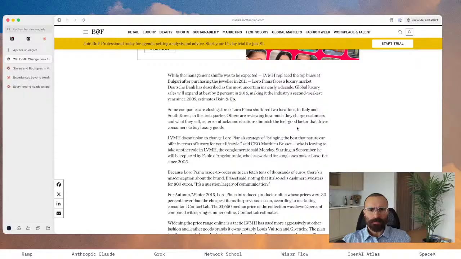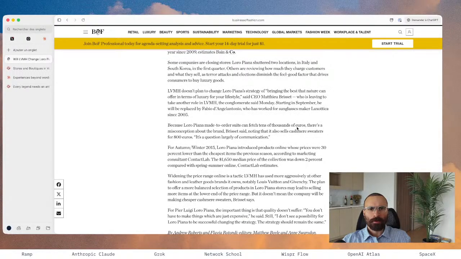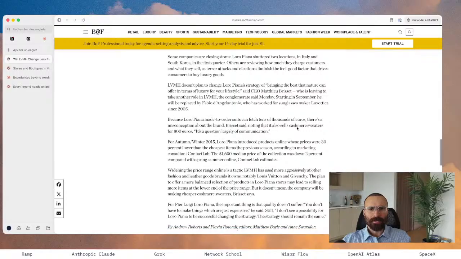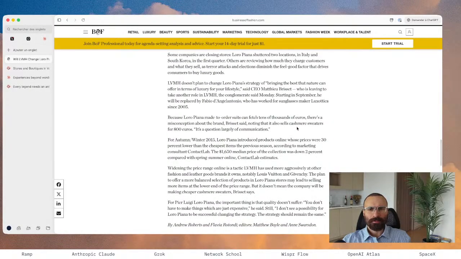Global luxury sales will expand at best by 2% in 2016, making the industry's second weakest year. Loro Piana shuttered 2 locations in Italy and South Korea in the first quarter. How they charge customers and what they sell as terror attacks and elections diminish the feel-good factor that drives consumers to buy luxury goods.